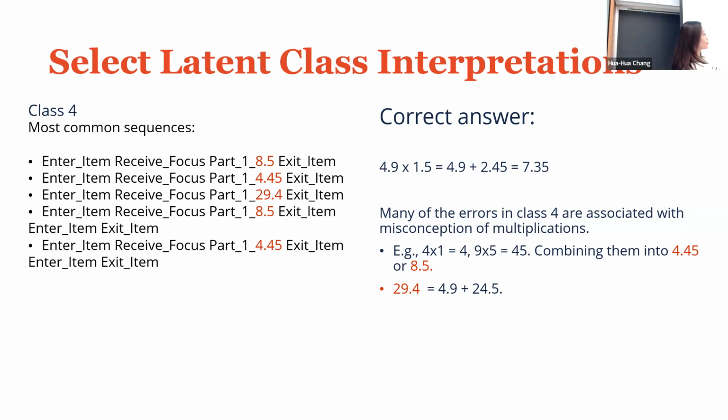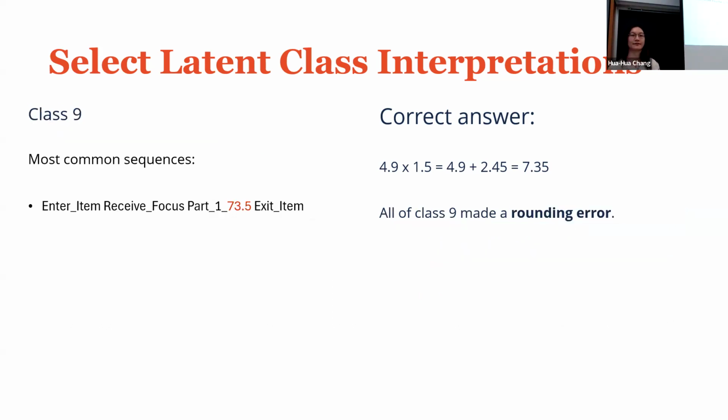So this is the case where, when they actually try to write down the multiplication, they might have wrongly positioned the whole thing and resulted in this answer. So these are misconceptions that are associated with multiplications. And we have another kind of mistakes, which is class 9.